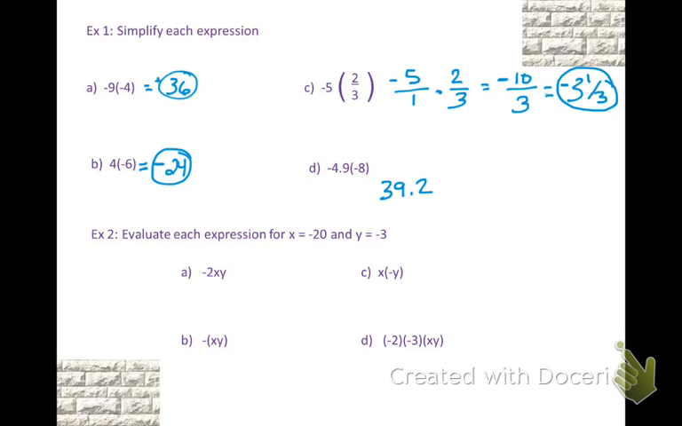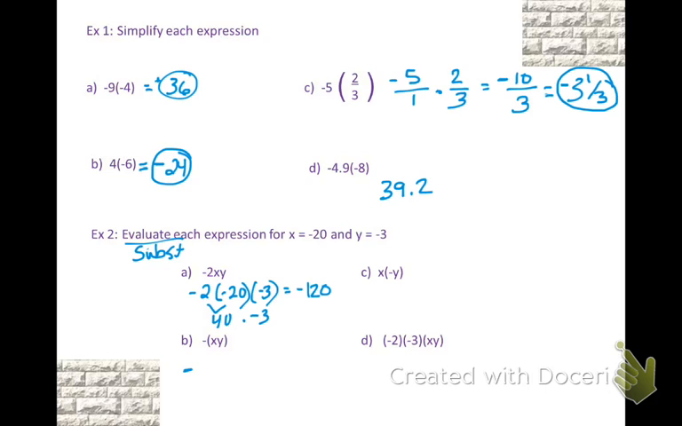Example 2. It says evaluate, or substitute, each expression for x equal -20 and y equal -3. So you're going to have -2 times x, which is -20, times y, which is -3. And a negative times a negative is a positive. So this is going to be +40 times -3 is -120.